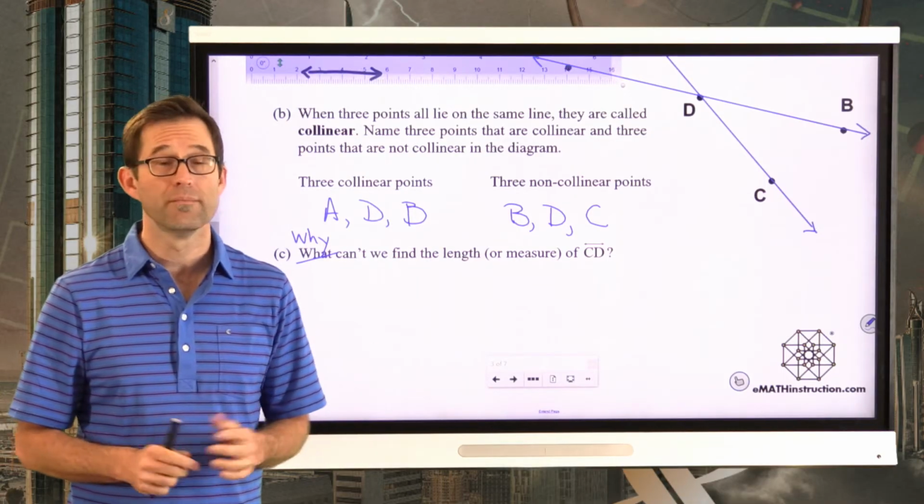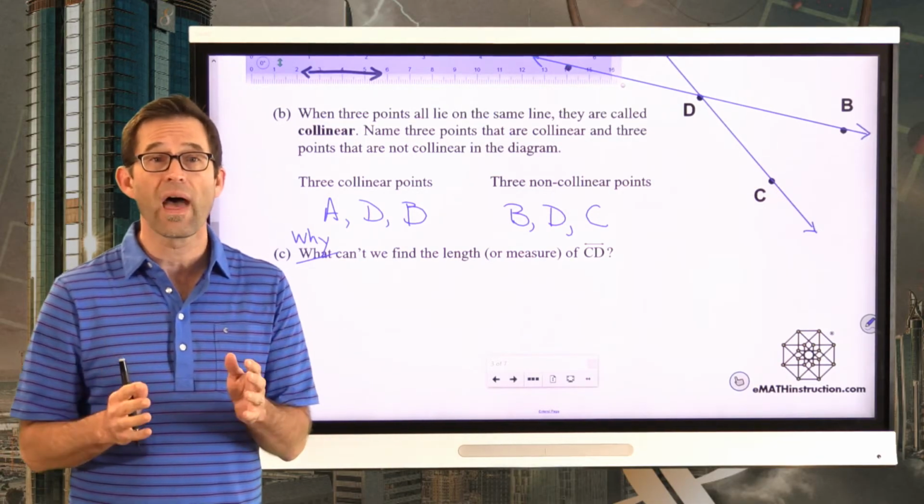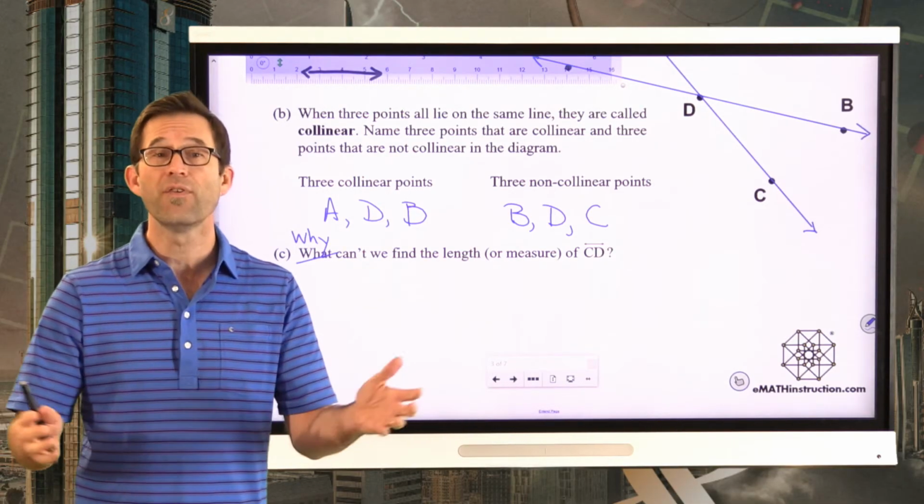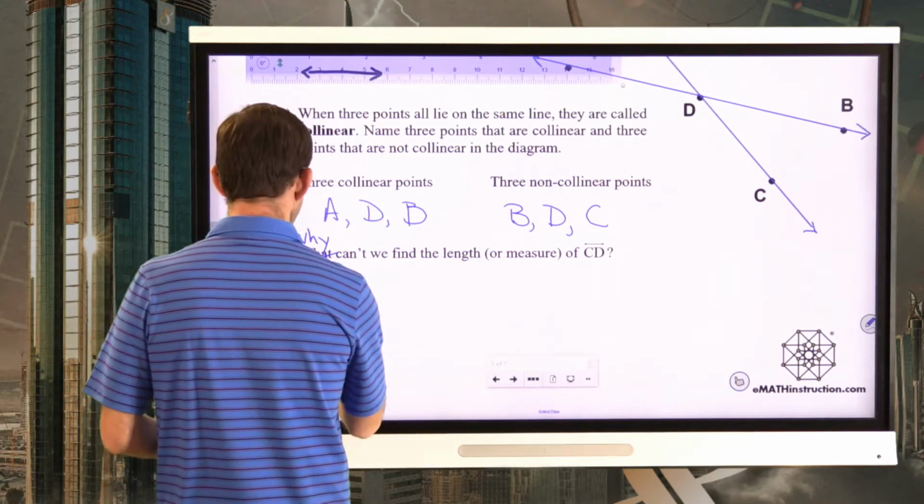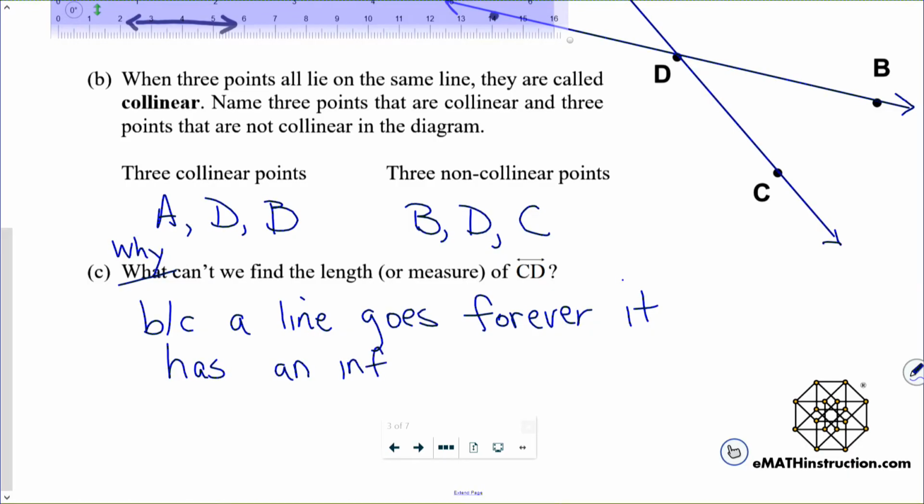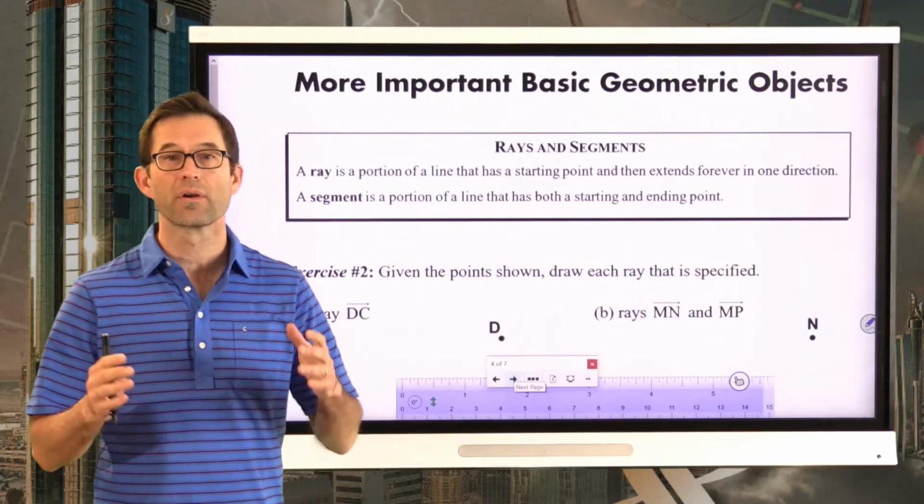Well, hopefully you wrote something down like, because CD has an infinite length, or because CD goes on forever, right? Anything like that makes a lot of sense. We never talk about the lengths of lines, and if we do, we would just say they're infinitely long, right? So maybe I'll say this: because a line goes forever, it has an infinite length. All right. So we do not talk about the lengths of lines. Let's keep going on and look at some other concepts.